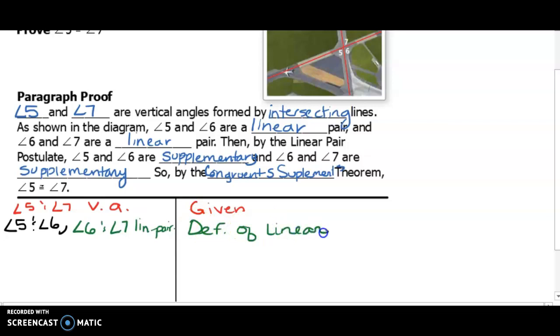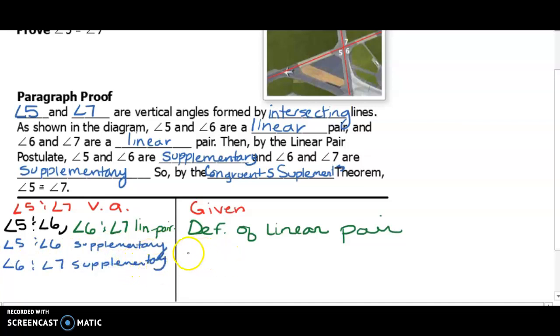Guys, if you know what a linear pair is, you can look at a diagram to see that two angles form a linear pair. All right, well, because they're linear pairs, that means that angle 5 and angle 6 are supplementary. And also, angle 6 and angle 7 are supplementary. And both of these is by the linear pair postulate. Remember, linear pair postulate tells us that all linear pairs are supplementary.